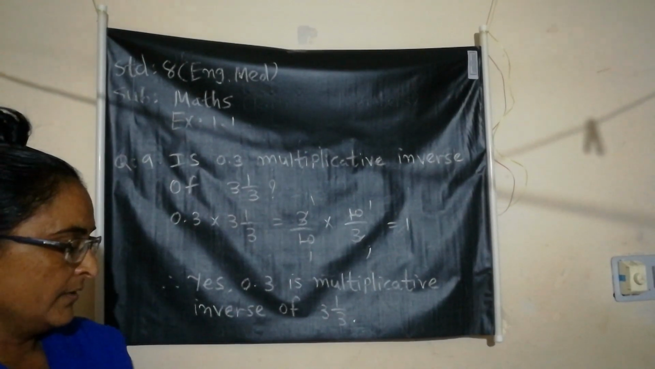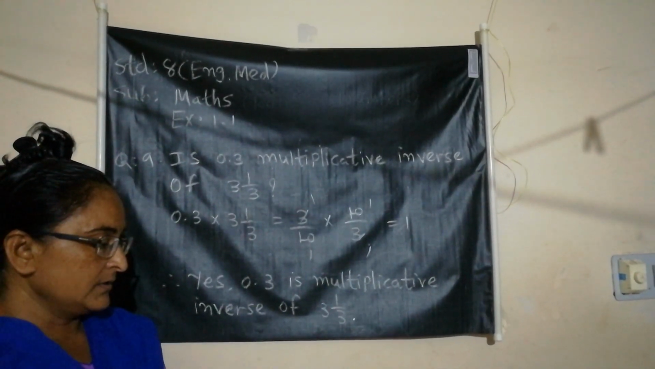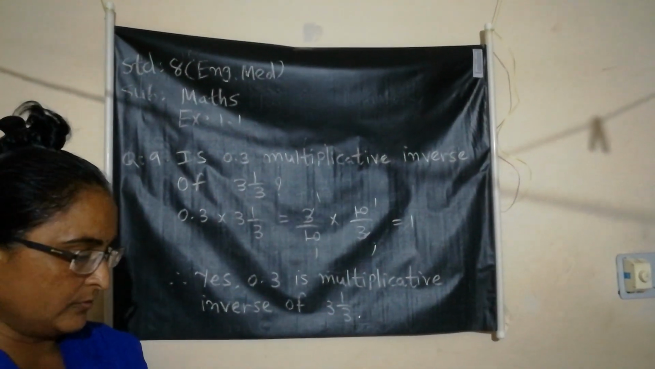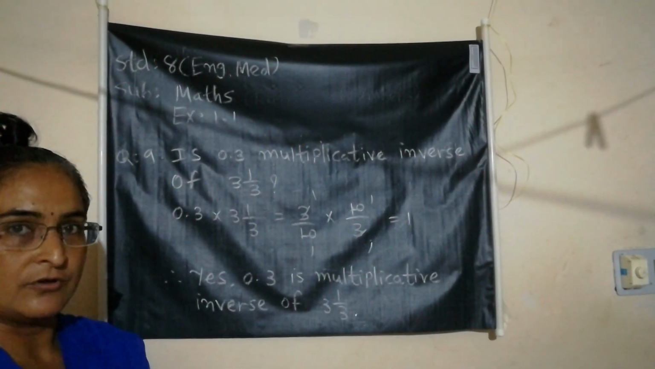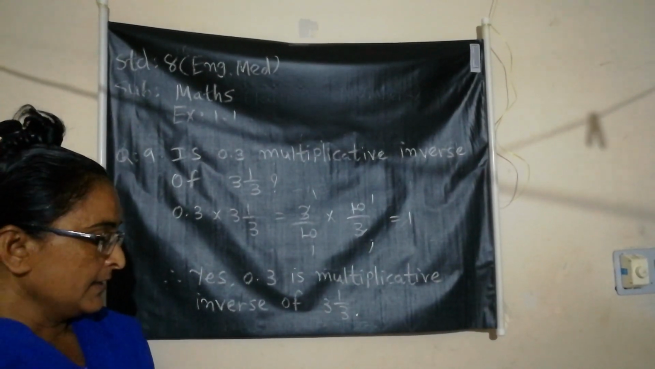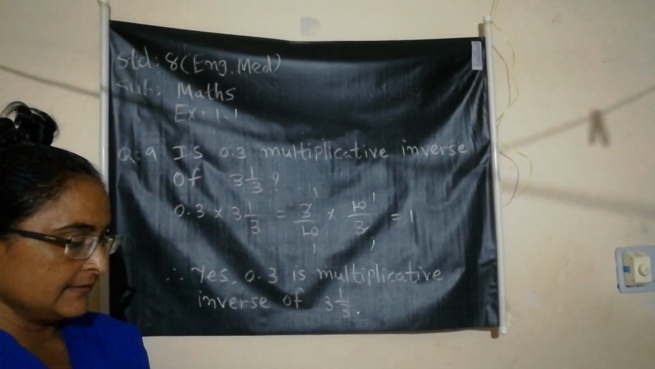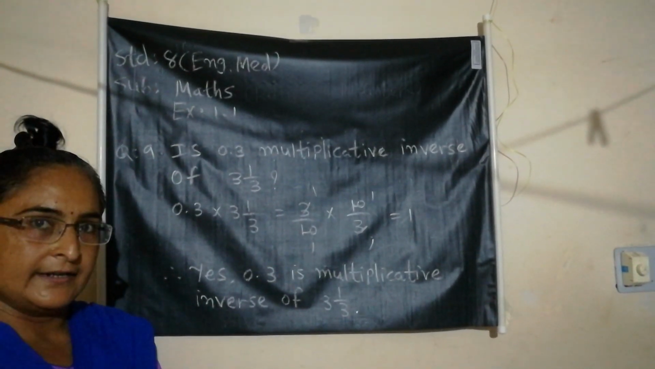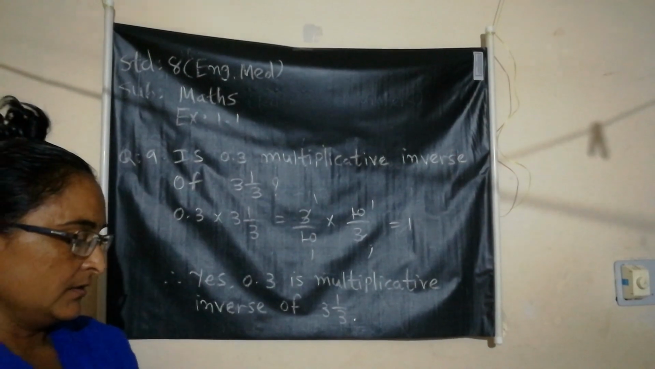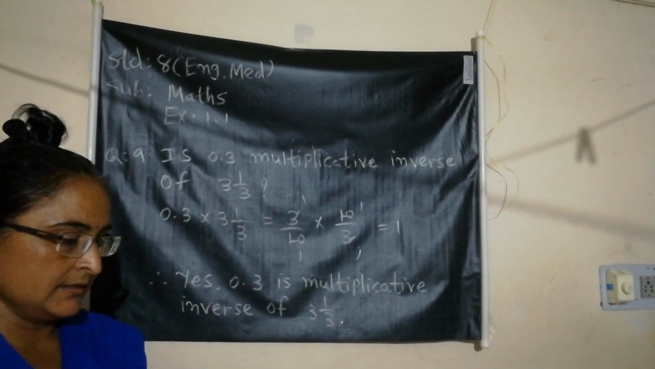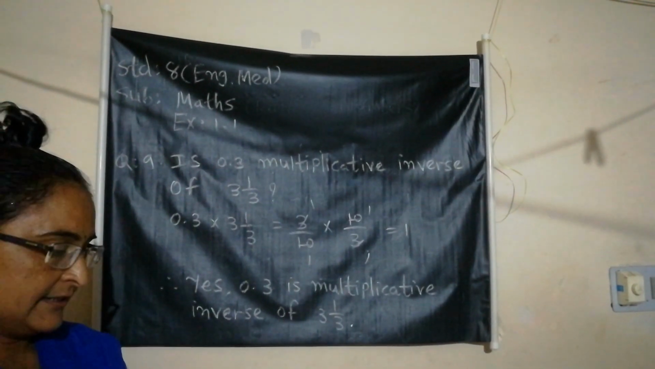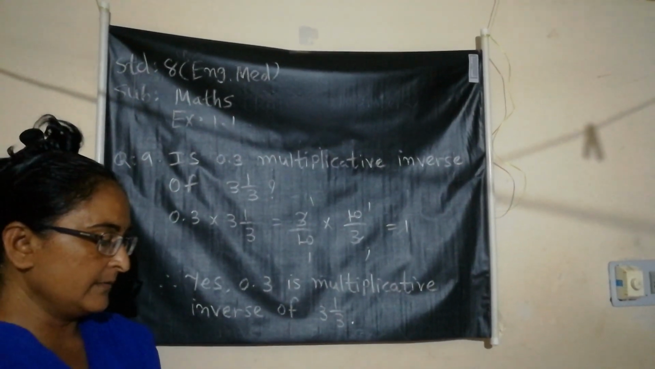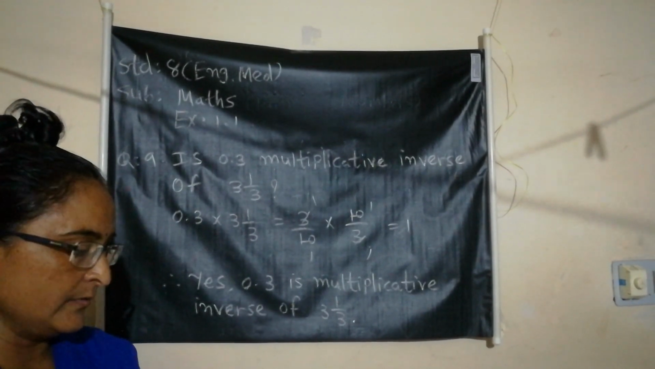Now 11. Fill in the blanks. First, 0 has dash reciprocal, meaning no reciprocal. The reciprocal of 0 is not defined. Second, the numbers dash and dash are their own reciprocals, meaning 1 and negative 1. The reciprocal of 1 is the number itself, and negative 1 also is the number itself. Therefore, the answer will be 1 and negative 1.